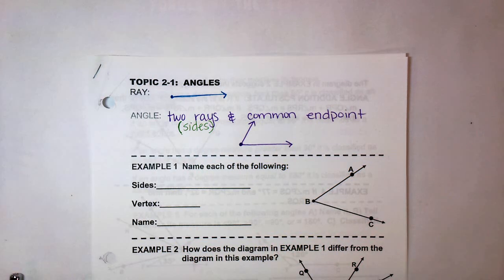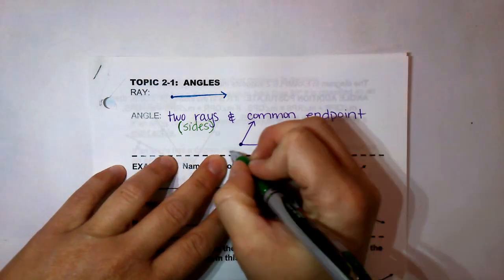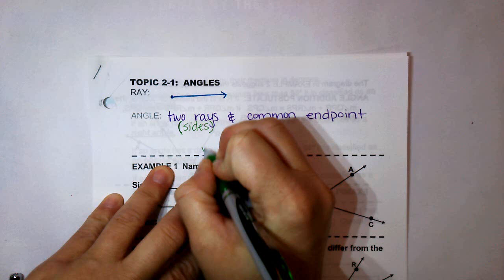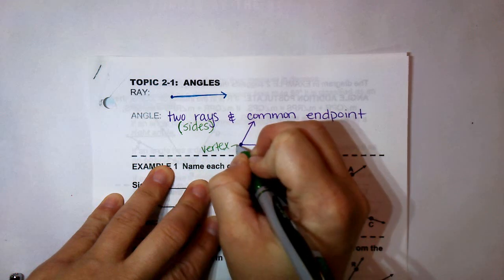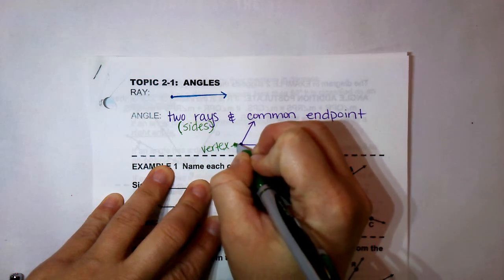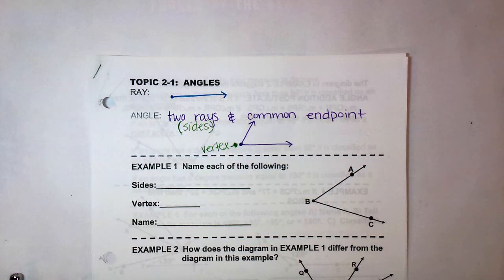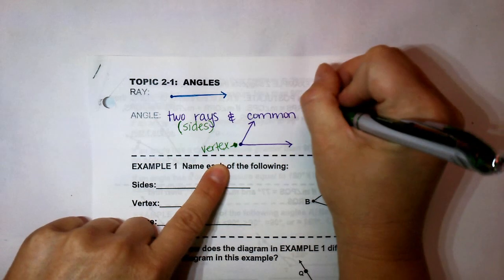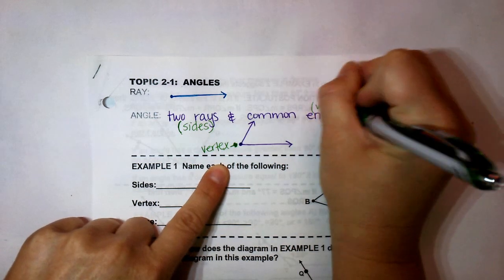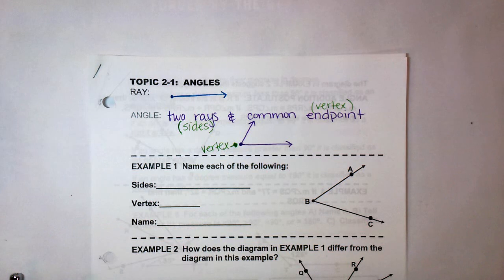And then the common endpoint, does anybody remember what that's called? There's a word for it. It starts with a V. Vertex. It is the vertex. Good. So any dot on the corner of something is going to be the vertex. I wish I would have written it a little bit better. That's okay. So vertex is the common endpoint. Questions on that?